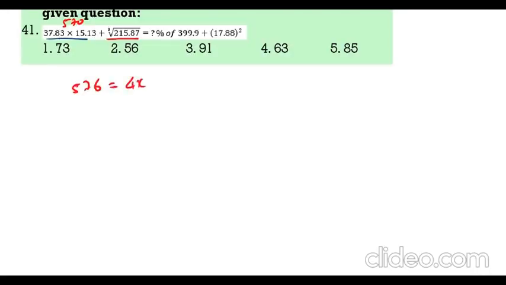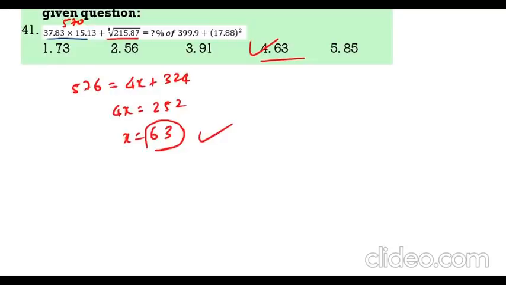This is 4x plus 18 square. What is 18 square? 324. Now 4x is equal to 252. X value is 63. Option 4. Next question.